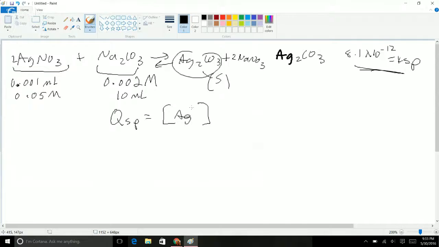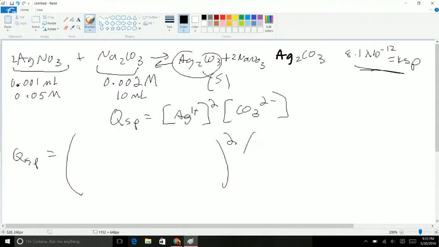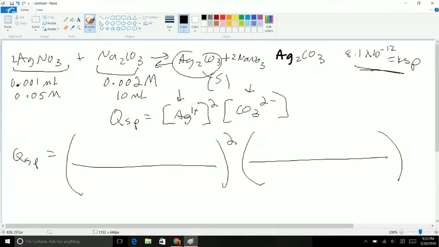I'll write the QSP just like I would do in a KSP: silver ions squared, because there happens to be 2 of them, and my carbonate ions is a 2 minus. And then I'm going to start calculating my QSP. I'm going to do these big brackets here, squared. Okay, so I want to basically calculate, well, what's the molarity of silver ions I have, and what's the molarity of my carbonate ions? I don't know how Han really did these problems, but this is how I do it.